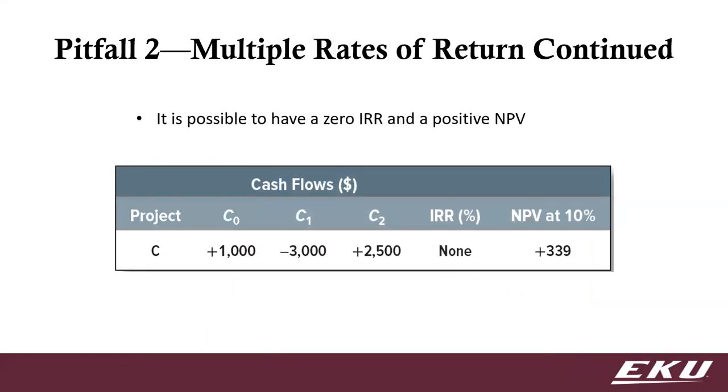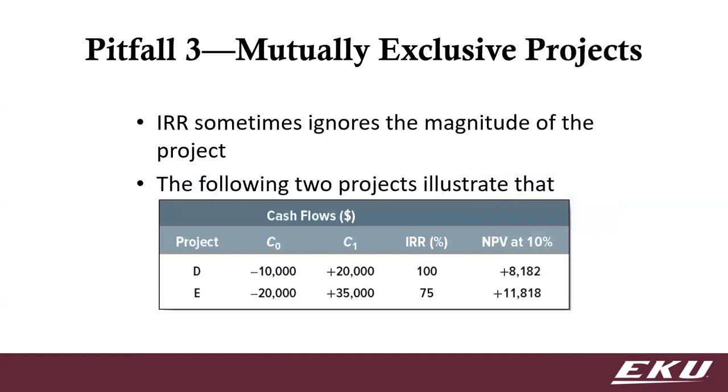This is an example where we have positive and negative cash flows, so it changes direction. And in this one, it's not able to calculate an IRR at all, but we do have a positive NPV at some interest rate. Okay. Also, we need to be careful of mutually exclusive projects.